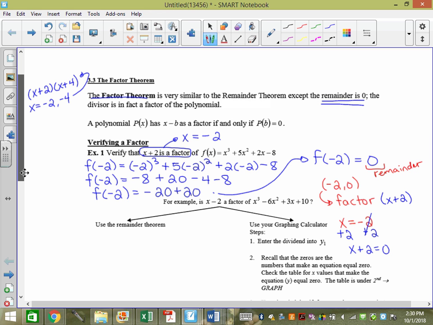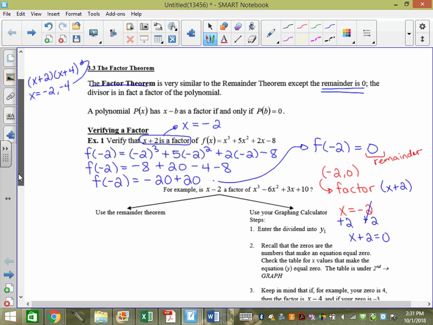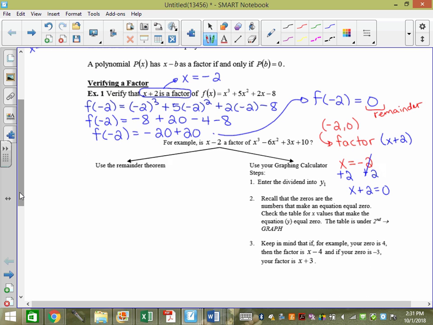So how do you verify that something is a factor? You show the remainder is 0. Because if the remainder is 0, then that's an X-intercept, right? And the factor is the reverse of it. I want you guys to use remainder theorem. Show me that x minus 2 is a factor. Is a factor should just instantly make you think remainder 0. That's how you show it.